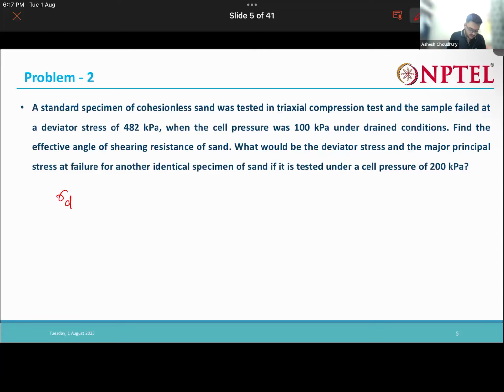So the deviator stress at failure is given as 482 kPa, right? And what is my cell pressure at failure? It is 100 kPa. It's nothing but my sigma 3. Okay. We need to find out phi, the effective angle of shearing resistance.